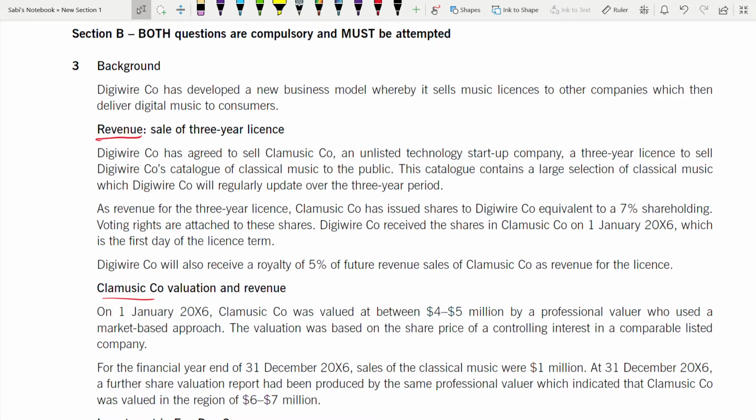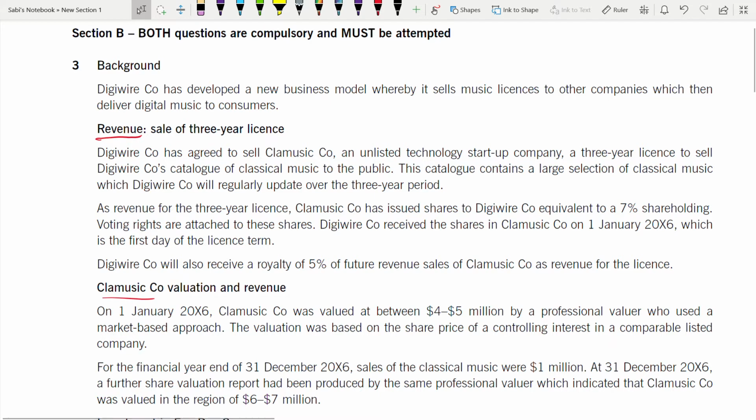Sale of a 3-year license. Now they are selling the license to the company. So DGY has agreed to sell to some company, an unlisted technology startup company. Okay, that company is an unlisted technology startup company only. A 3-year license to sell DGY's catalog of classical music to the public. This catalog contains a large selection of classical music which DGY will regularly update over the 3-year period. As revenue for the 3-year license, Clay Music Company has issued shares to DGY equivalent to a 7% shareholding. Voting rights are attached to these shares.